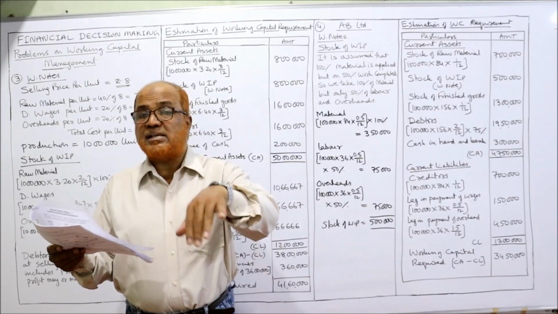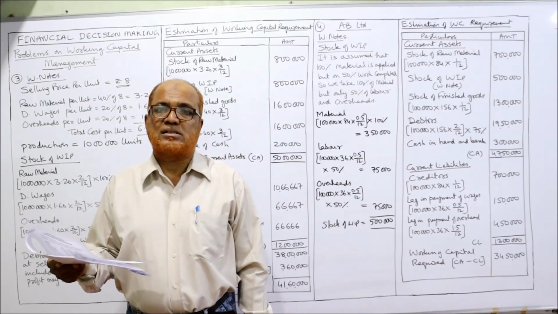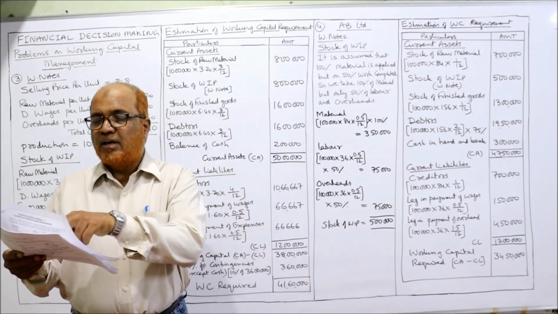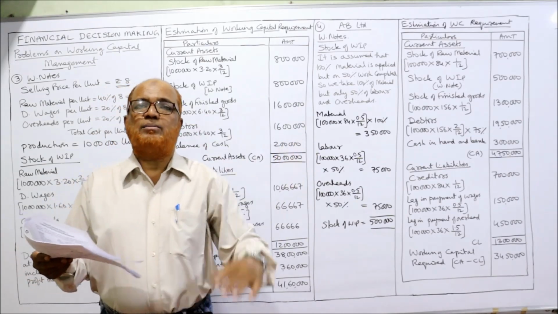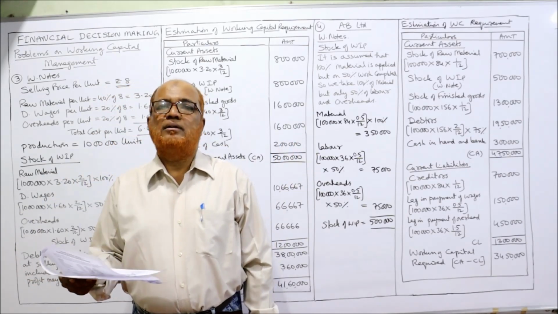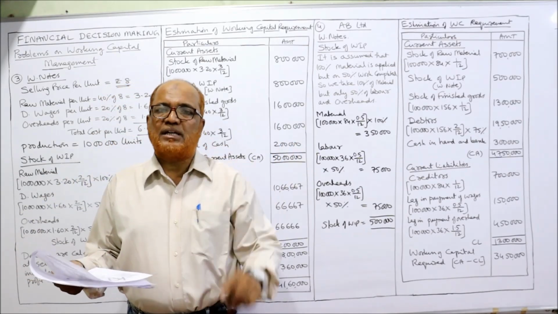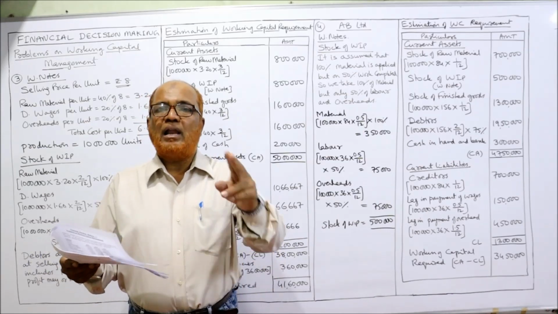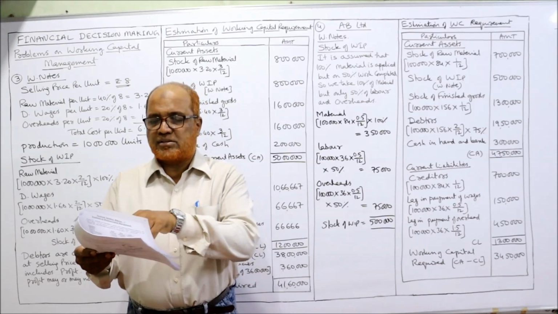Credit allowed by supplier. These are creditors. Creditors are allowing us a credit period of 1 month. And credit allowed to customers is 2 months. Customers means debtors, and suppliers means creditors. So we are allowing 2 months credit to our customers.